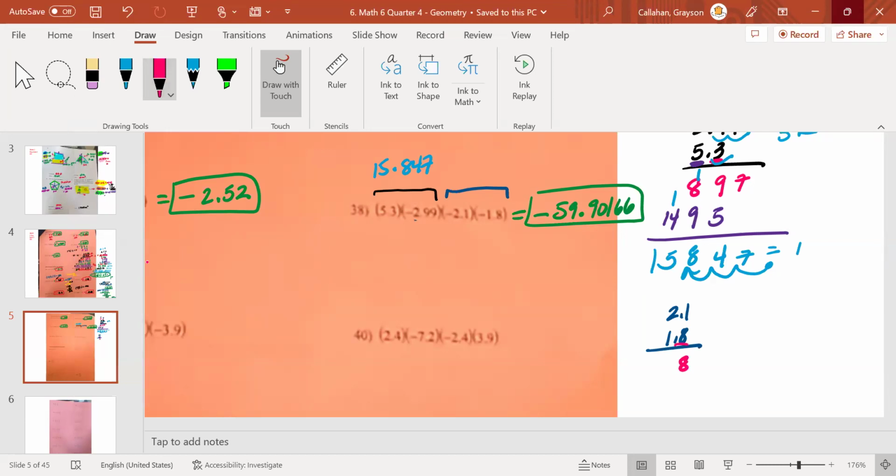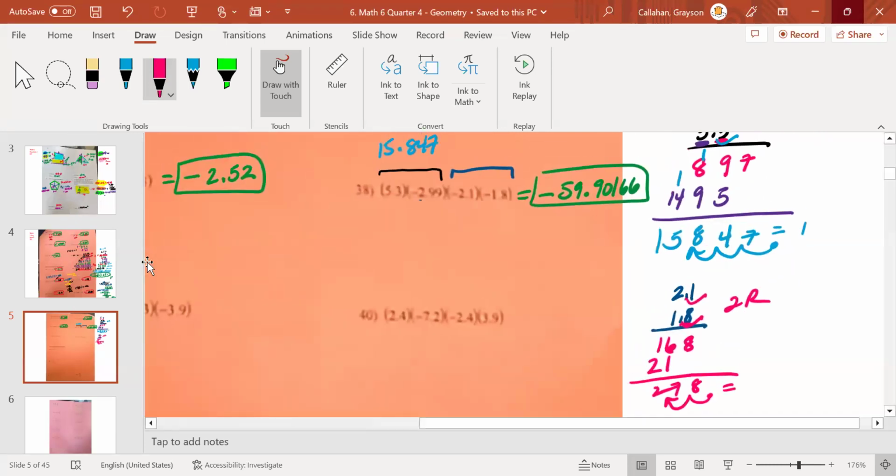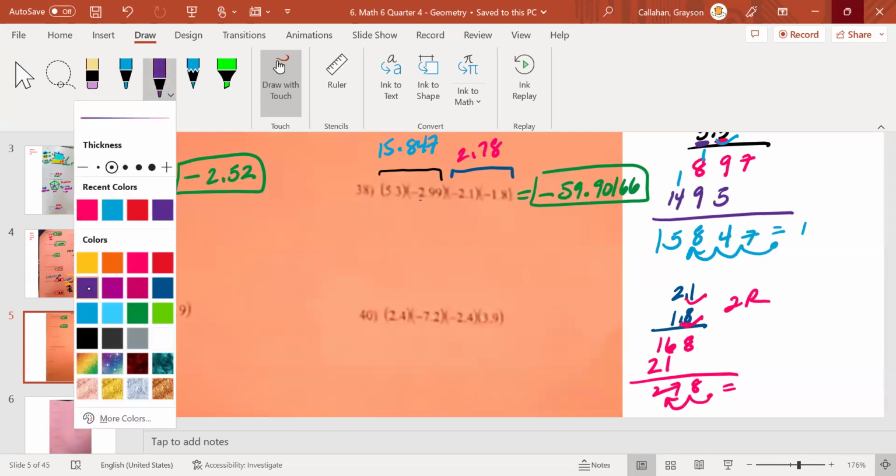8 times 1 is an 8. 8 times 2 is a 16. 1 times 1 is a 1. 1 times 2 is a... And here you have 1, 2 to the right. So 8, 7, 2. So you go 1, 2 to the left, which is going to give you a 2.78, right? Now you have to multiply those two together, the blue and the black ones together, right?